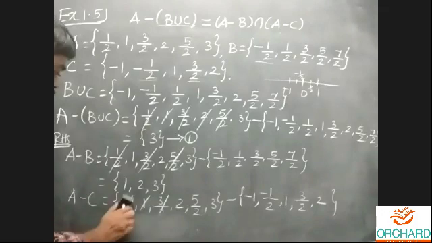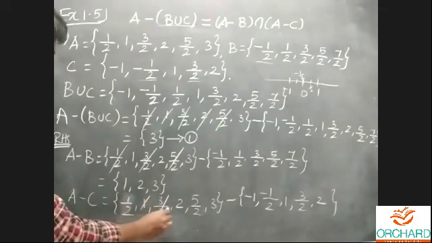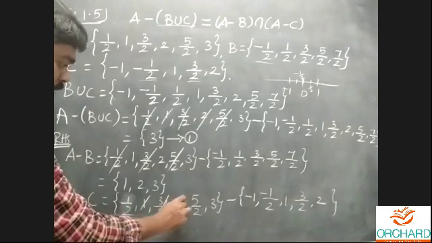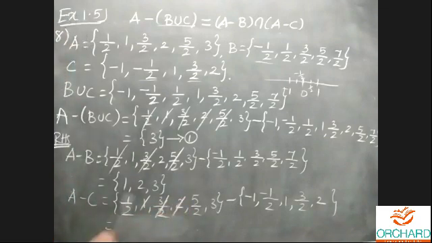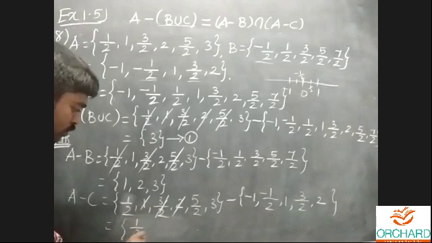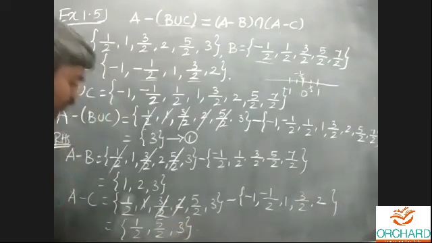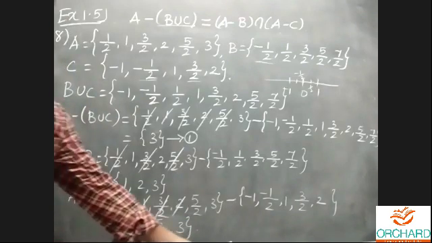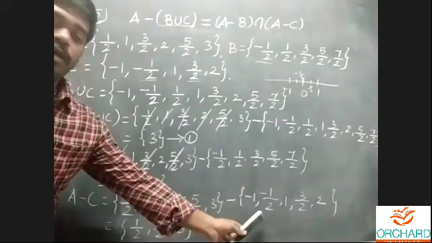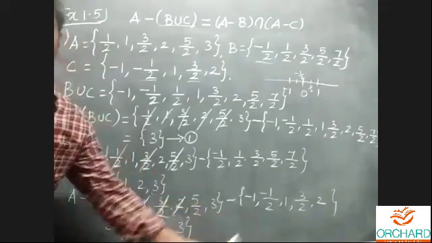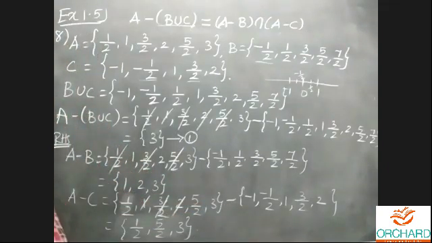The 1 by 2 is not removed. 1, and next 3 by 2, and next 2. What's the common element now? After removing, the remaining elements are 1 by 2, 5 by 2, 3. Yeah, because I made a mistake in set C. Write down the elements of set C alone. I made a mistake. Please carefully write the elements.